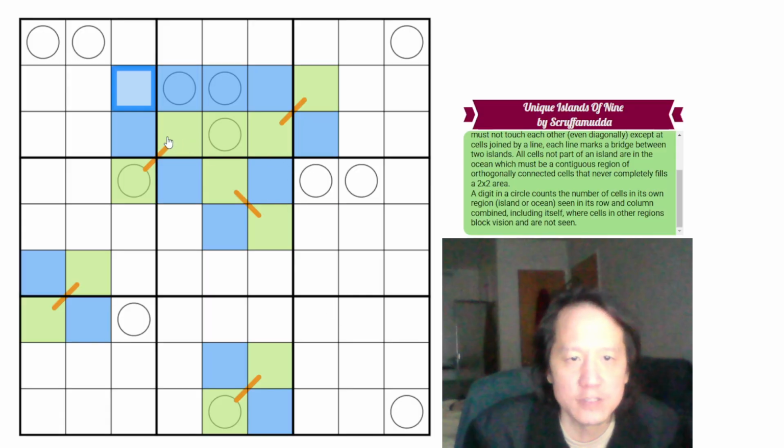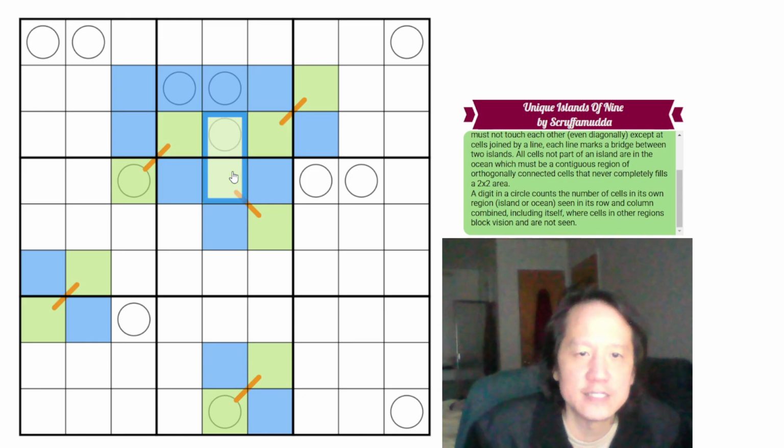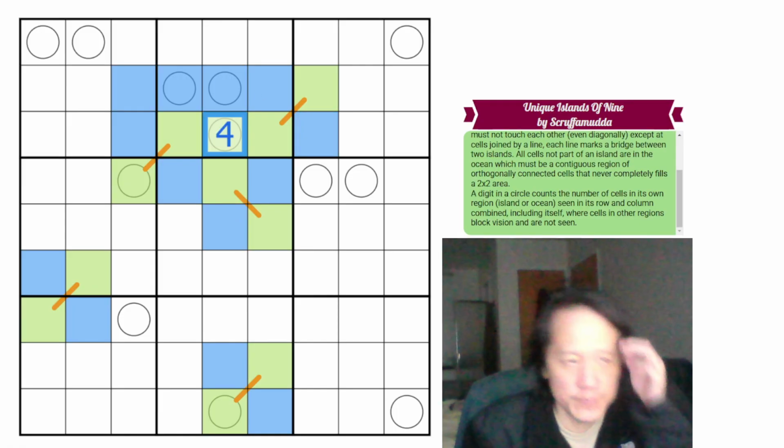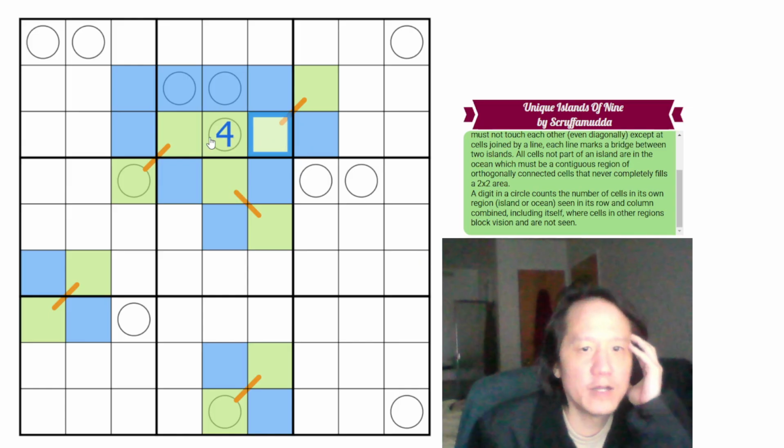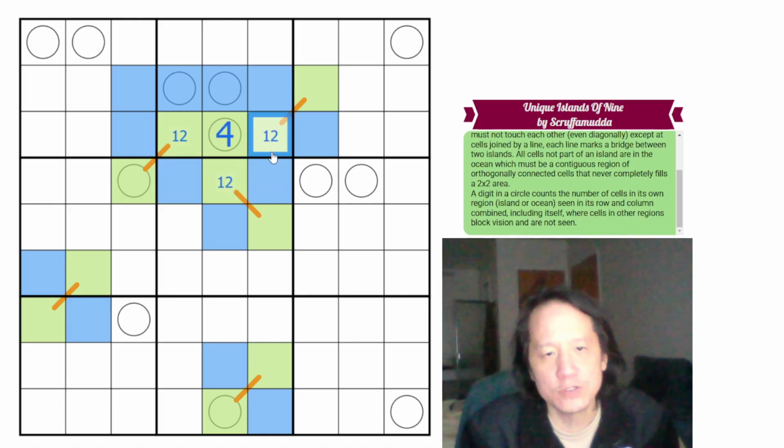This must be an ocean cell because there's no bridge connecting it to another island. And we have this cell seeing 4 island cells, and it's an island cell itself. And then it's blocked by ocean cells. So this must be 4. These two must add up to at least 7. So therefore, this is 1 or 2. And this could be 1, 2, 1, 2, or this could be 1, 3, 1, 3. Right? So one of these is 1. So this could be 1, 3, 1, 3, and this is 1. 1, 2, 1, 2, and this is 2.